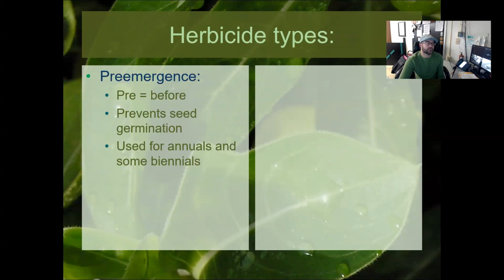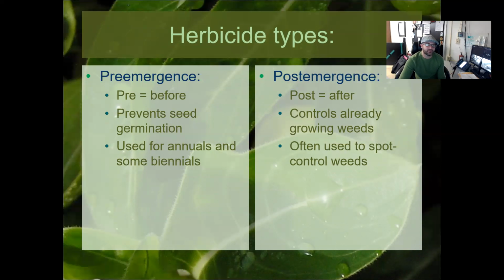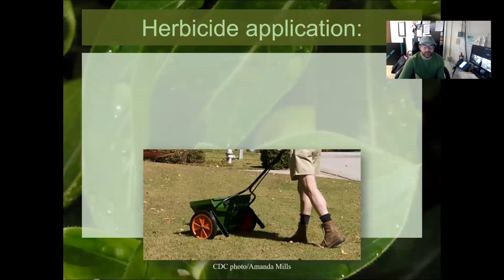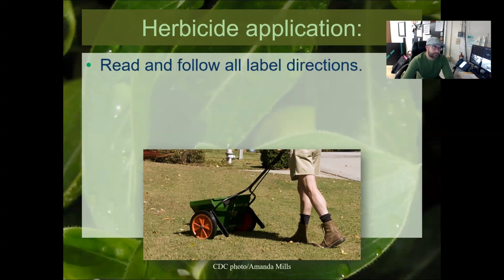Herbicide types: you have pre-emergence, pre being before, which prevents seed germination and is used for annuals and some biennials. Post-emergence, or after the plant is already out of the ground, hence post, controls already growing weeds and is often used to spot control weeds.